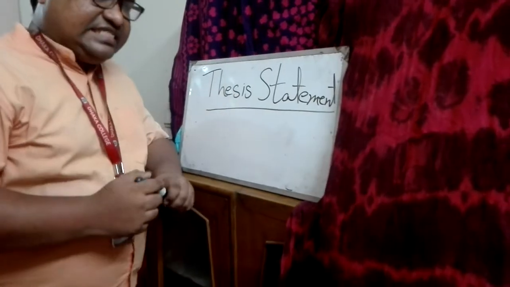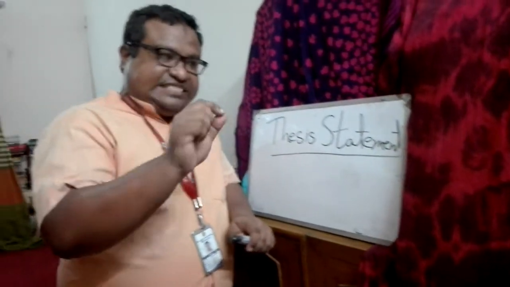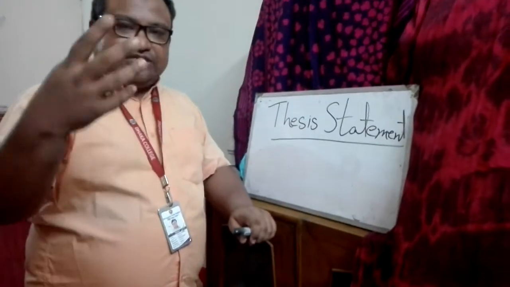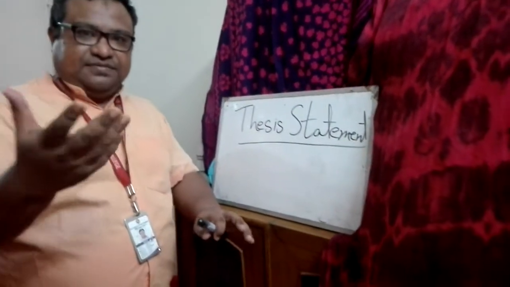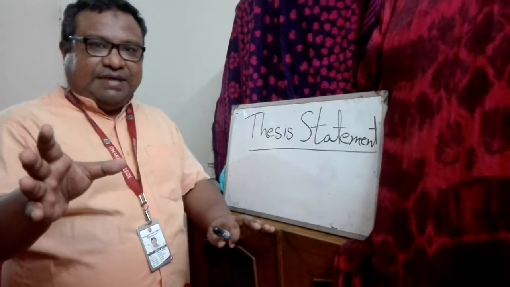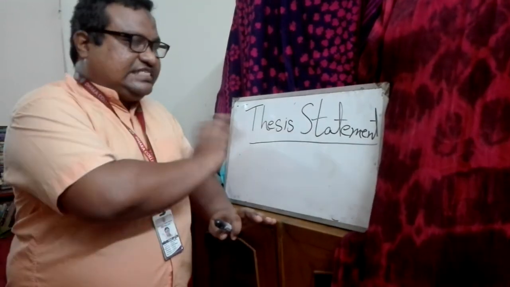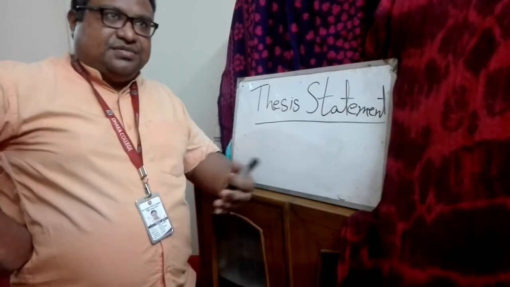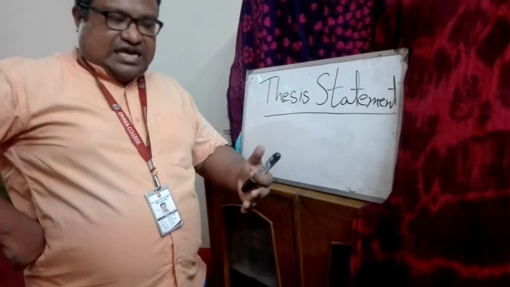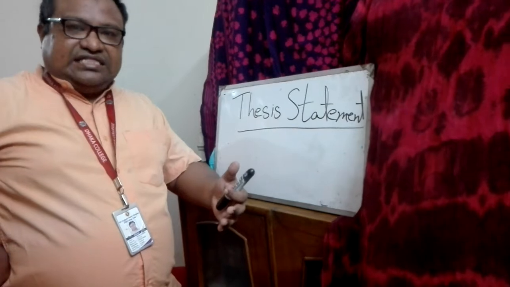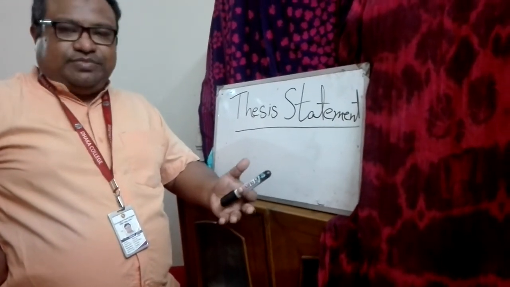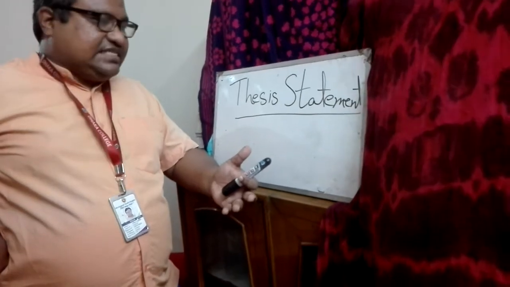So what is a thesis statement? Basically, a thesis statement is the concluding statement. So it concludes the paragraph. Okay, fine. The paragraph is finished. So this is the thesis statement. Like in a paragraph about the cow, we can say that the cow is very useful to us, so we should be kind to it. That is the thesis statement.